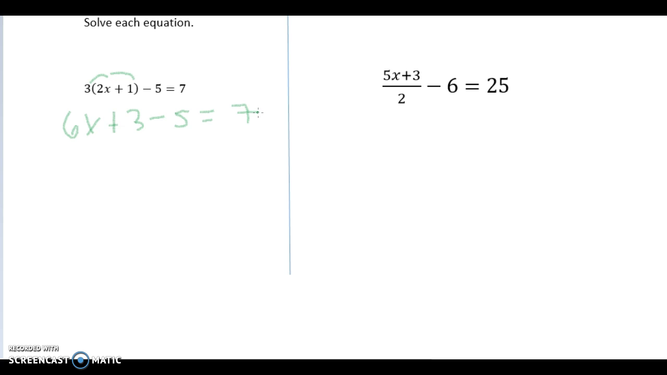Now we will look at the left side of the equal sign and determine if there are terms that need to be combined. Notice, if I look at the left side of the equal sign, I see that there's a positive 3 and a minus 5. Once I combine like terms, 3 that is positive minus 5 is a sum of negative 2. So now I'm going to rewrite my problem as 6x minus 2 equals 7. Make sure we make that x look like a variable. Here we go.